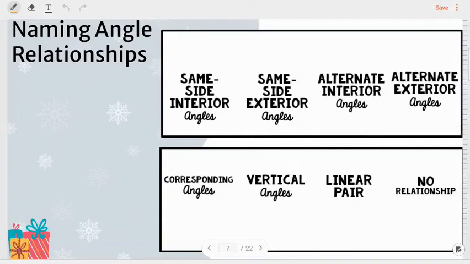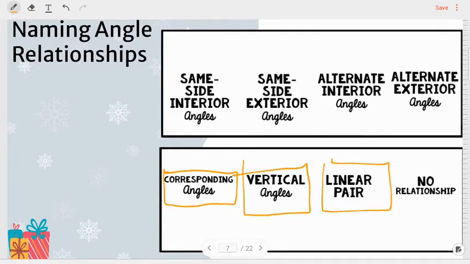Hey there, today we are going to practice naming angle relationships. So as you can see on the screen right now, we have all of these different types of relationships. In our last video, we talked about corresponding angles and vertical angles and linear pairs. And today we're going to name a few more relationships about interior and exterior angles of these parallel lines.